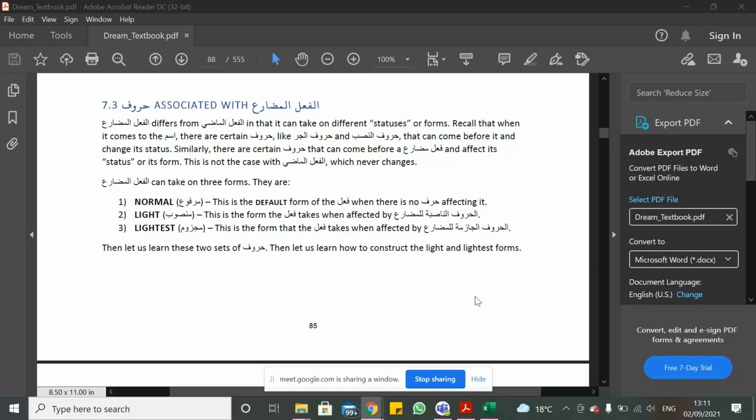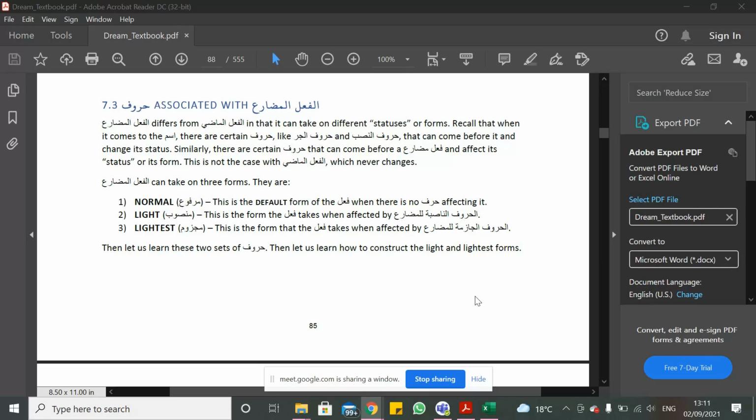Huruf associated with al-fi'l al-mudari. Al-fi'l al-mudari differs from al-fi'l al-madi in that it can take on different statuses or forms.